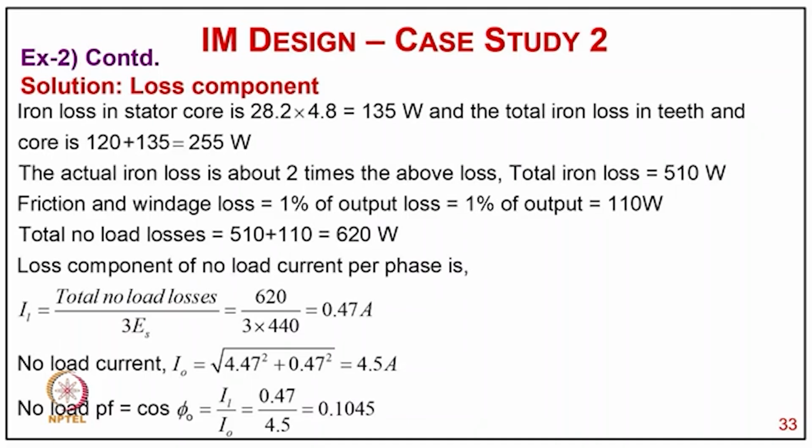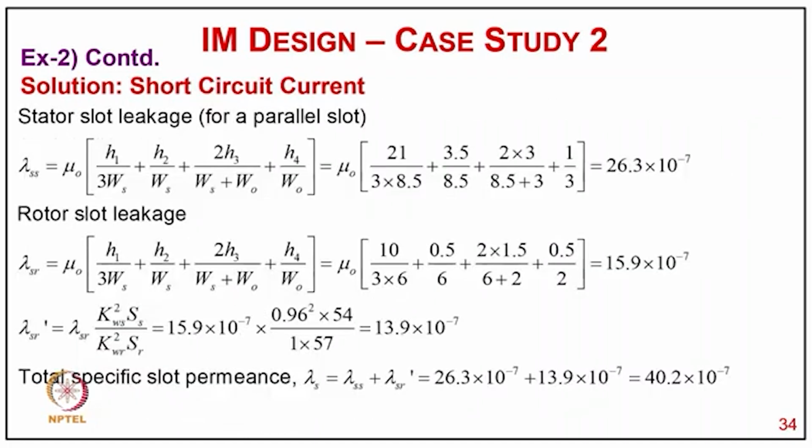So friction and windage loss is 1% of this, so it's 110 watt. So total no load loss is 510 plus 110, 620 watt. The loss component of no load current is IL equal to total no load loss divided by 3 VS, so it comes 0.47 ampere. The no load current is I0 equal to under root 4.47 square plus 0.47 square, 4.5 ampere. And no load power factor is cos phi equal to IL upon I0, it comes 0.1045.